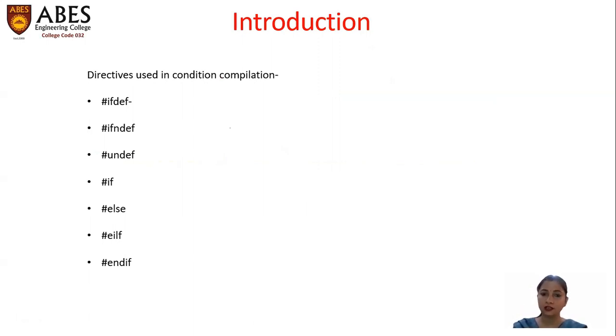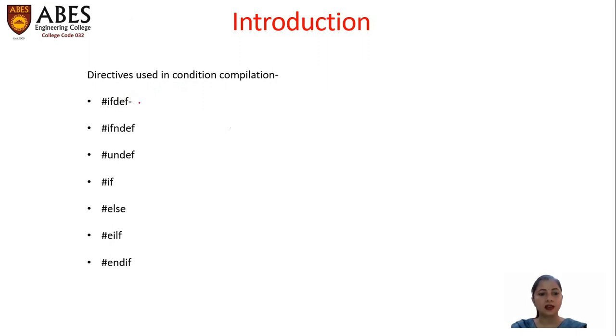Conditional compilation is basically a pre-processing task which is performed before the actual compilation of the program. It helps us skip a particular part of the program before the compilation. There are various preprocessor directives, various commands, that can be used to perform conditional compilation.